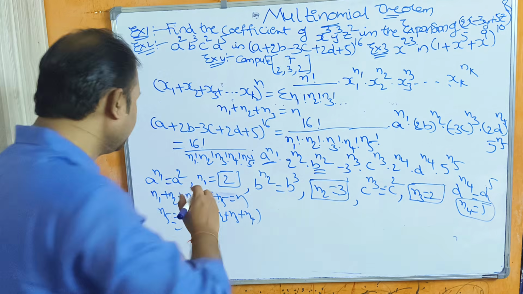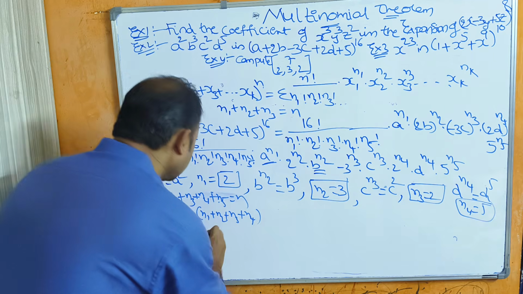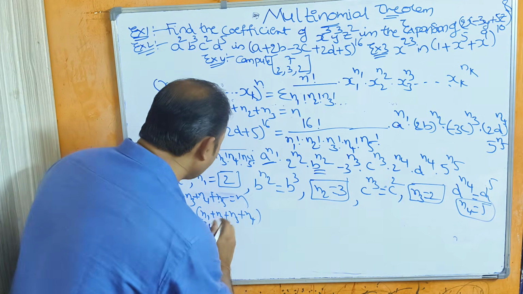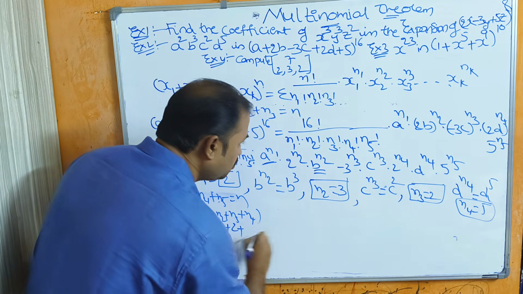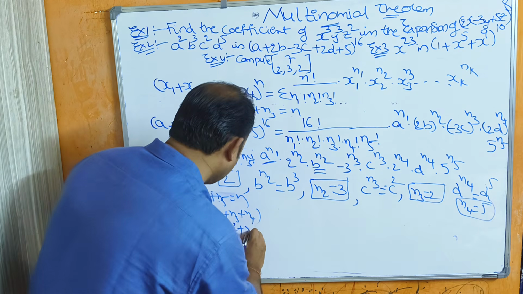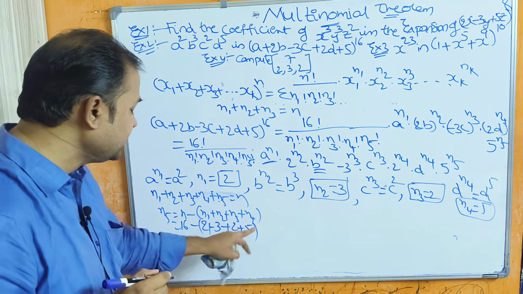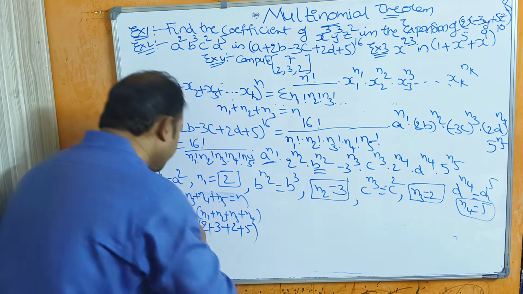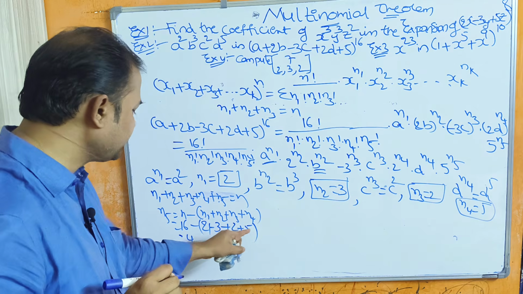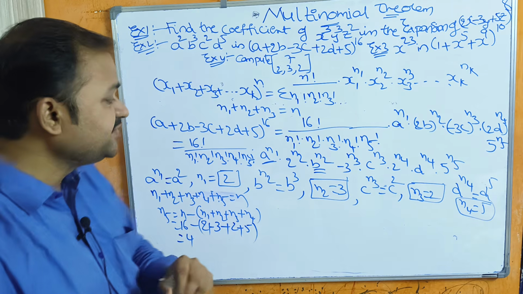So that is 16. So 16 minus, what is n1? 2. 2 plus, what is n2? 3. 3 plus, n3 value is 2. 2 plus n4 value is 5. So 2 plus 3 means 5, 5 plus 2 means 7, 7 plus 5 means 12. 16 minus 12 means 4. So the n5 value is 4.